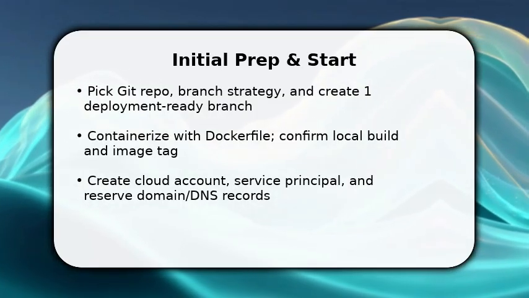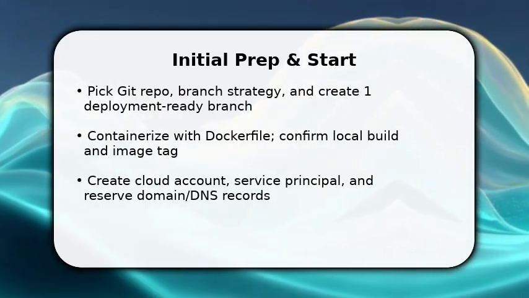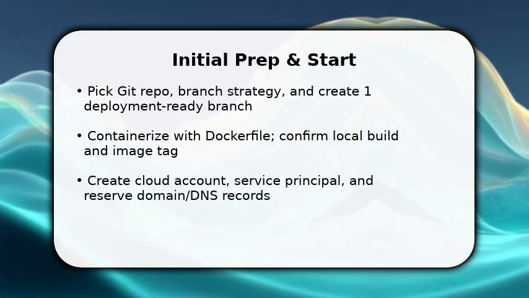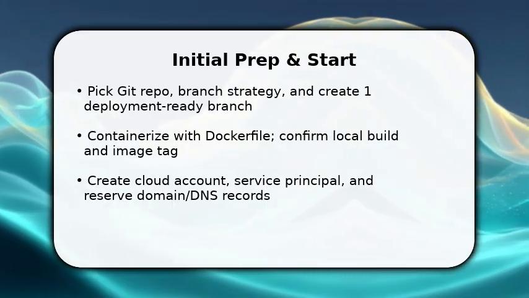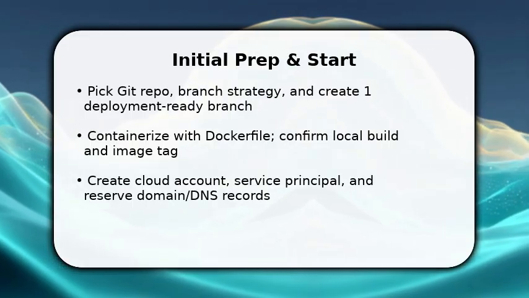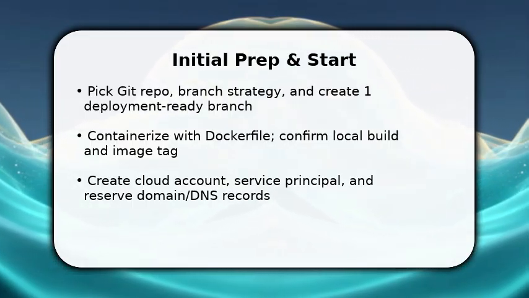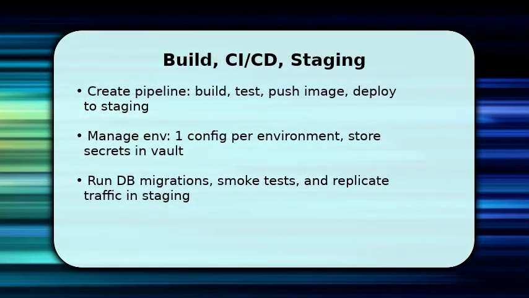Make sure you've provisioned a cloud account and created a service principal or key for automation, and reserve the domain plus DNS entries. These steps let you move straight into automated pipelines without interruptions, because infrastructure and artifacts are already reachable and authenticated. You now build the pipeline, compile, run unit tests, and push the image to your registry automatically.